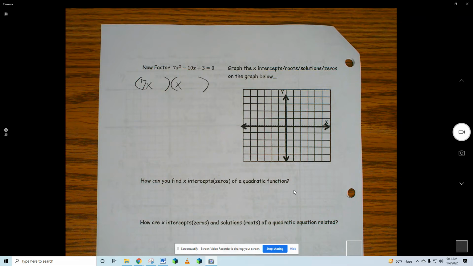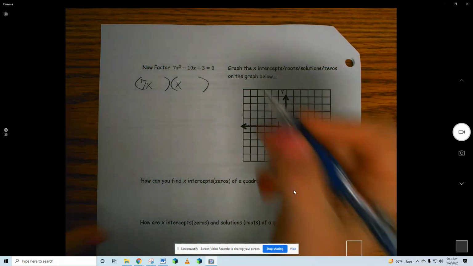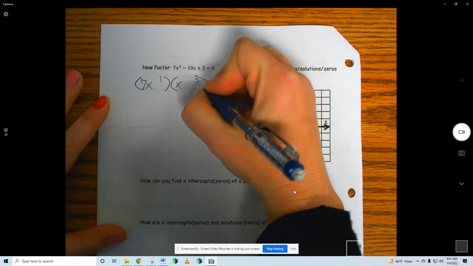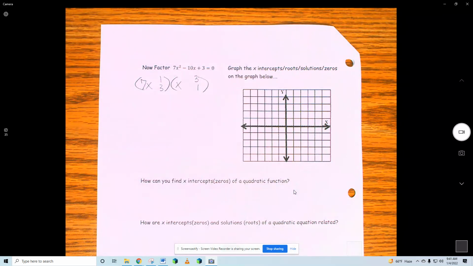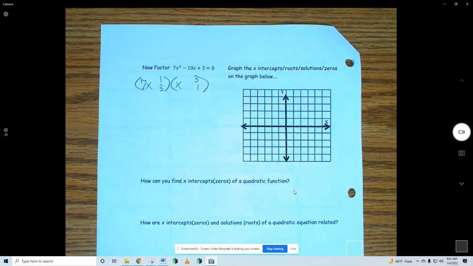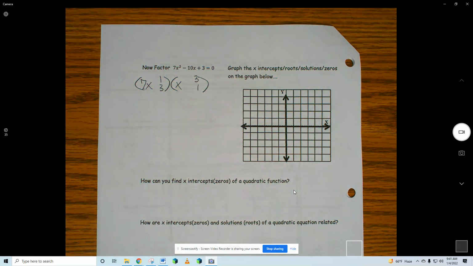The last numbers are 3. Well, it has to be 1 times 3. But is it 1 times 3 or 3 times 1? I'm not sure. I need to make 10. Outside, inside needs to make 10. Let's do the top numbers first.